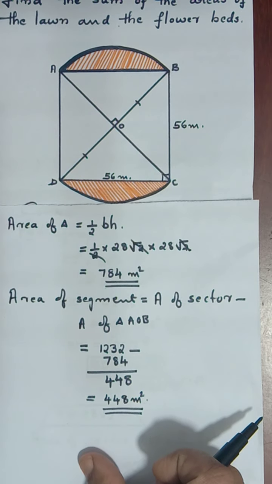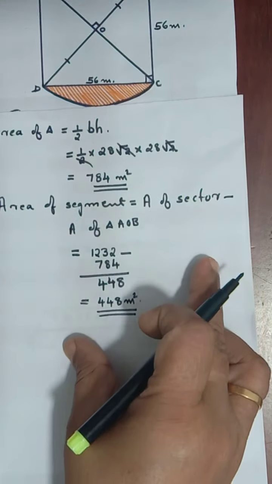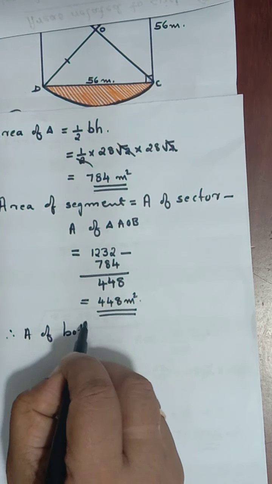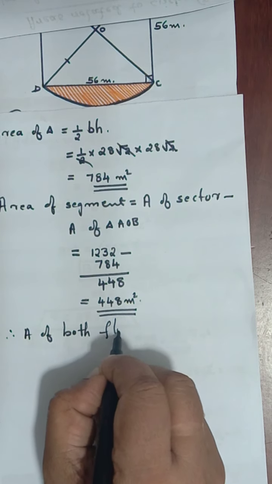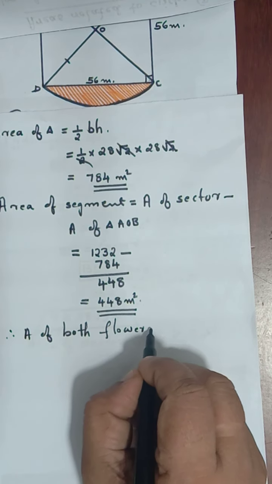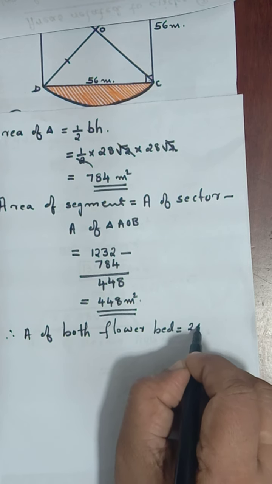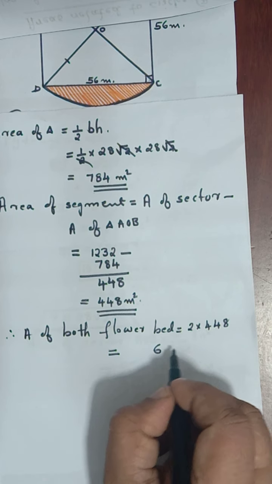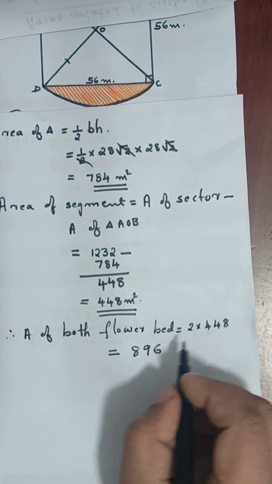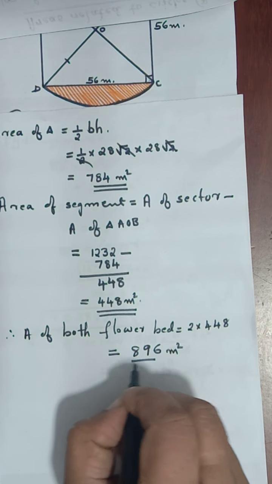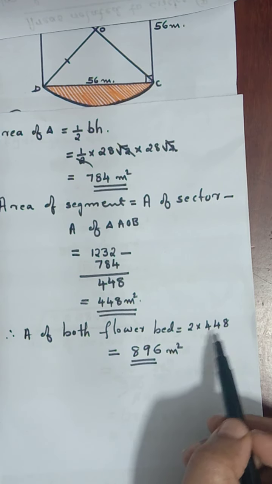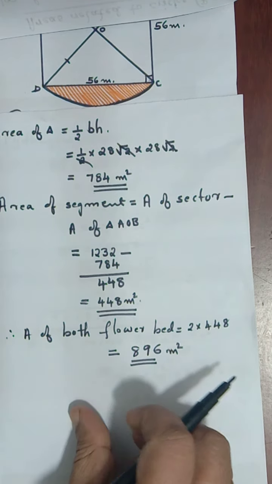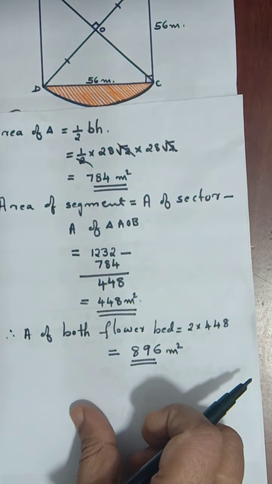It is of one segment. Therefore, area of both the segments, or both flower beds. According to the question we have to write both flower beds: 2 into 448, that's equal to 896 meters square. That is the area of the flower beds. That is 448 into 2. Okay, 896 meters square. Now we have to find out the area of the square.